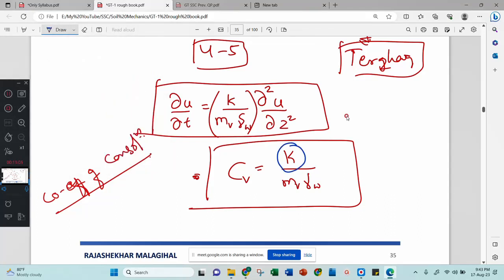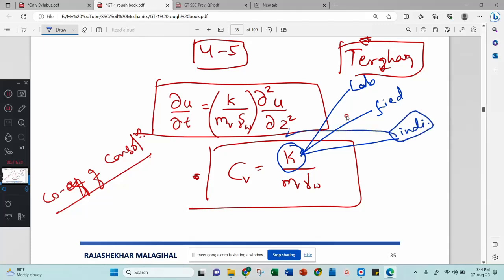In yesterday's class, I told you about three ways of determining k, right? Laboratory method of determination of k, field method of determination of k, and indirect method of determination of k. That indirect method of determination of k by consolidation test is by this equation: Cv equal to k into mv by gamma w. This is the coefficient of consolidation.